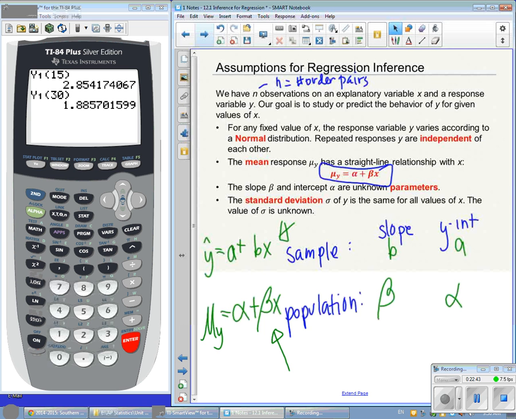So beta and alpha are unknown parameters because they're describing the population. And the standard deviation, so here we're describing the mean of y, the mean response. The standard deviation is going to be unknown, but we're going to assume that it would be the same for each value of x. All right.